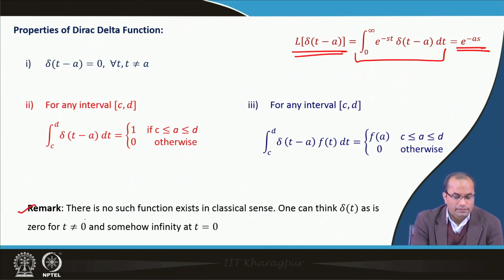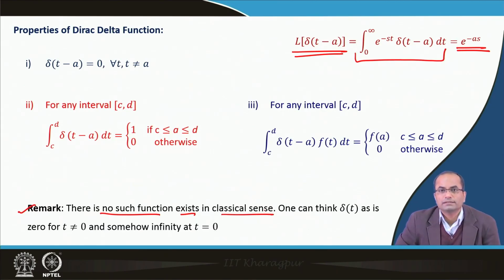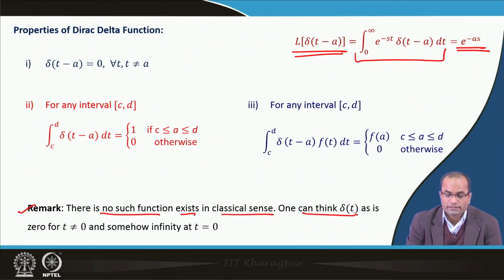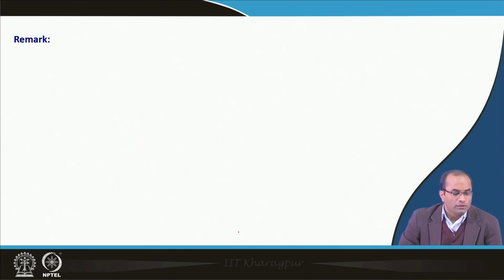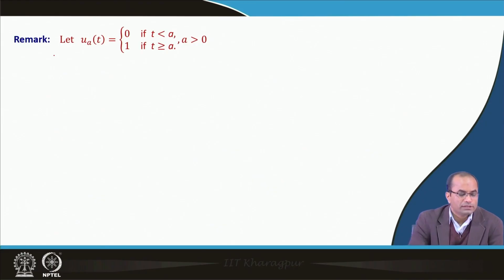Just a short remark: there is no such function that exists in the classical sense. So, one can think of this delta t just as 0 when t is not equal to 0, and somehow infinity when t equals 0. Okay, so, just another remark.